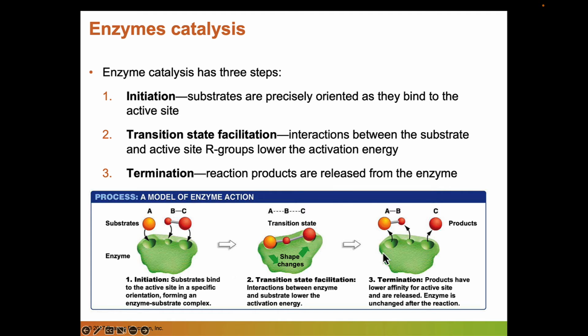The first step is called initiation, and that's shown here. The substrates are precisely oriented so that they can bind into the active site. Step 2 is called transition state facilitation. And this is when there are interactions established between the substrate and the R groups extending into the active site of the enzyme. And this lowers the activation energy needed for the reaction to take place. The final step is called termination, in which the products are formed and released, and the enzyme can be reused. And we're going to talk about these 3 steps in more detail.